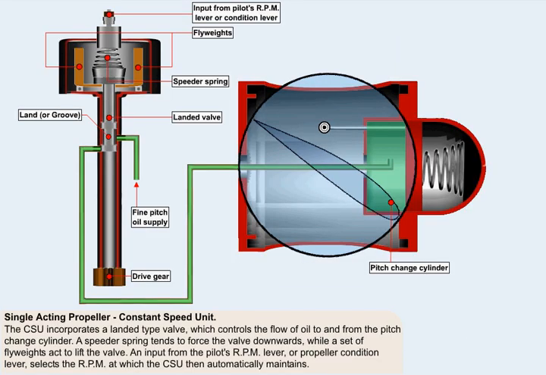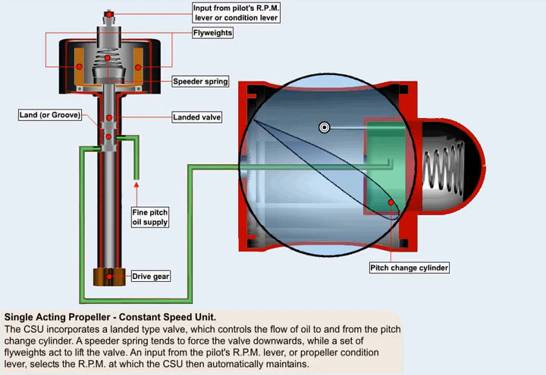The constant speed unit, or CSU, incorporates a valve, which, because it has lands or grooves cut into the operating portion of its stem, is called a landed valve. This landed valve controls the flow of oil to and from the propeller actuating or pitch change cylinder.